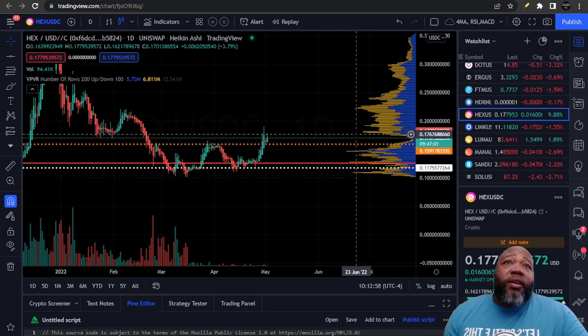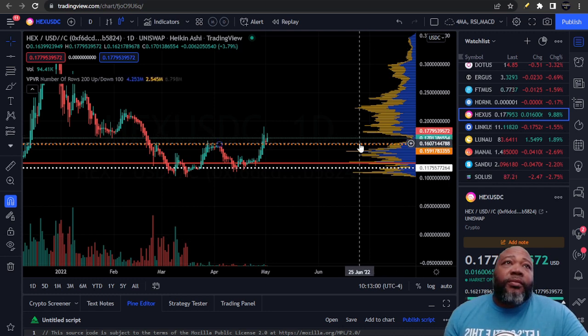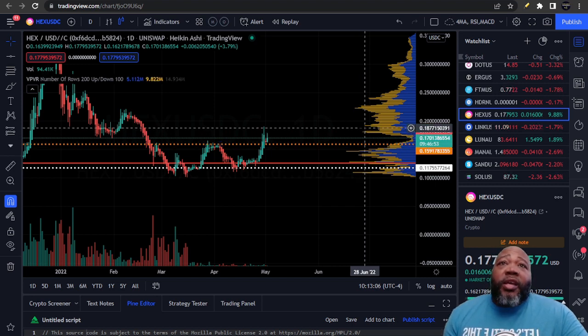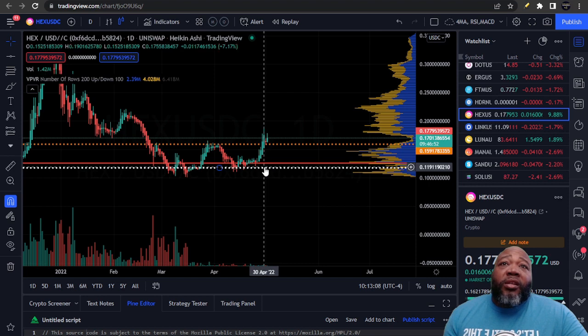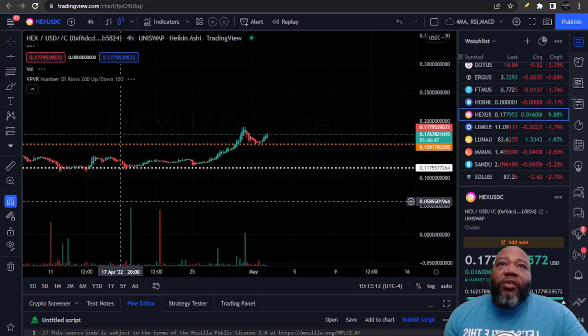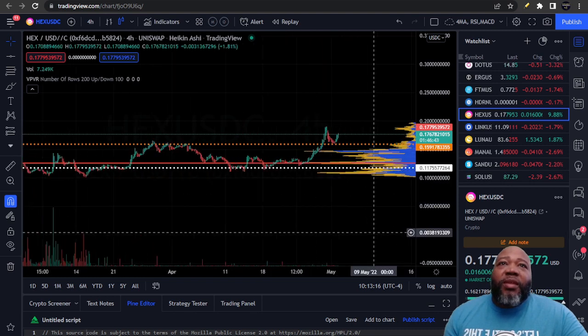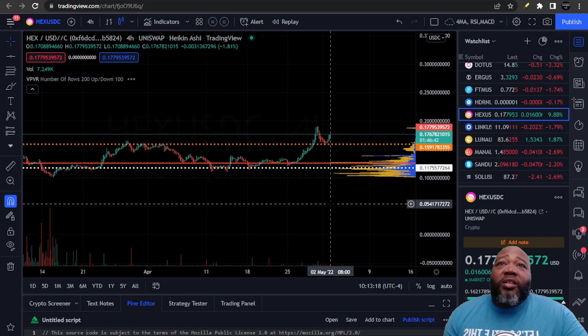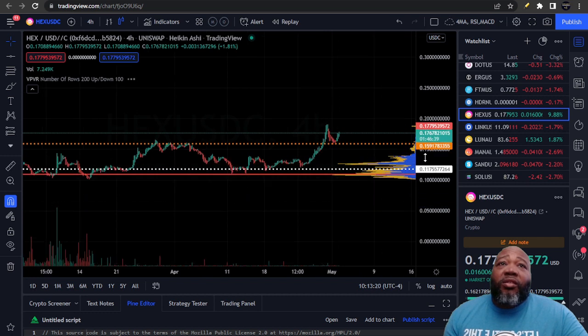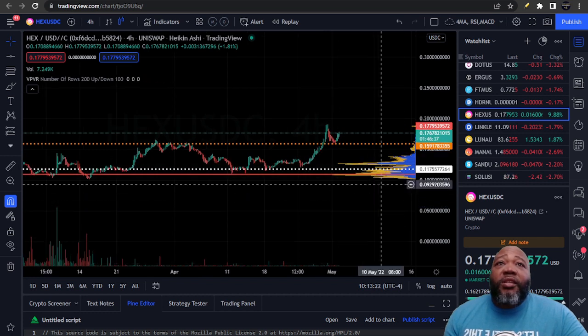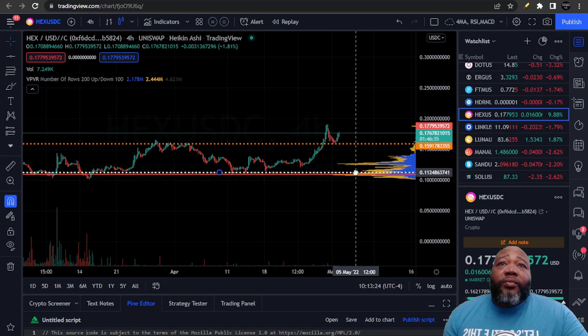Hex is currently at 17.7, so 17.5 cents. It got up as high on the 30th. Let's take this down to the 4-hour chart. We're getting so close to the big bang. It's time to start looking at the 4-hour chart. I'm not worried about the rest of the market because honestly, the rest of the market is looking quite horrible right now, guys.